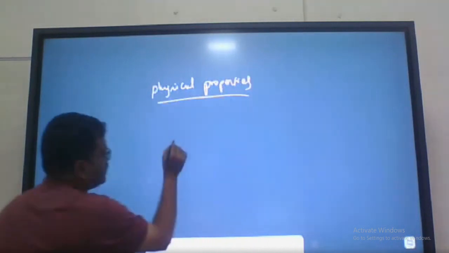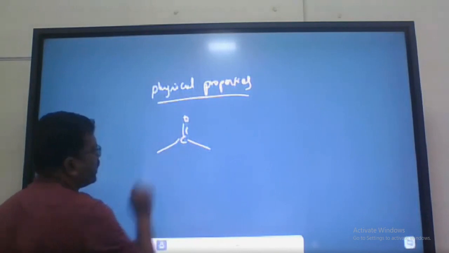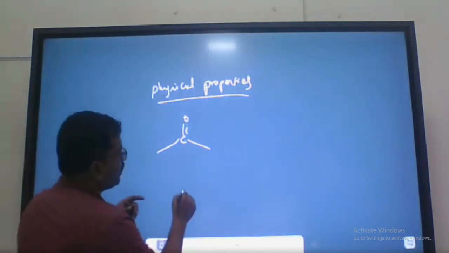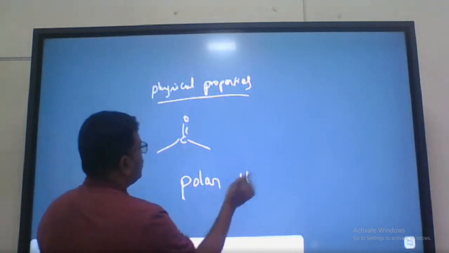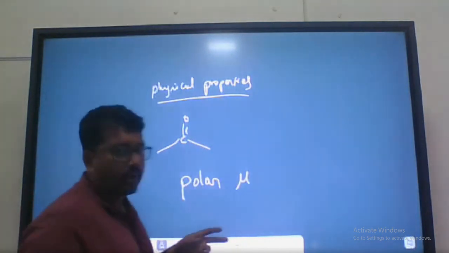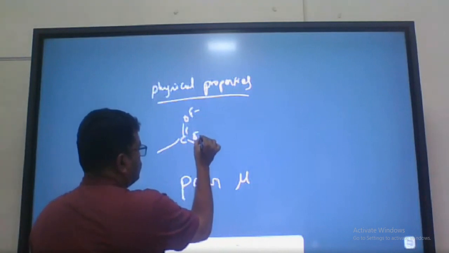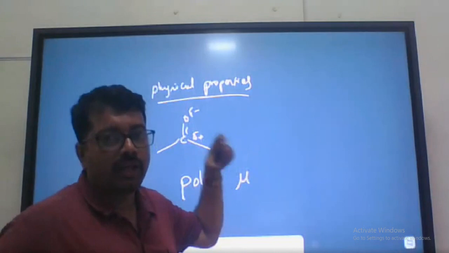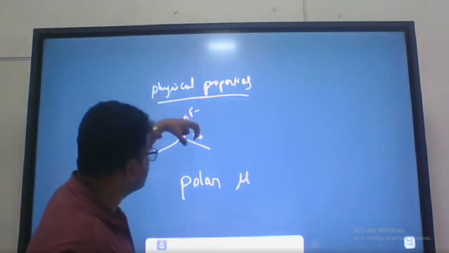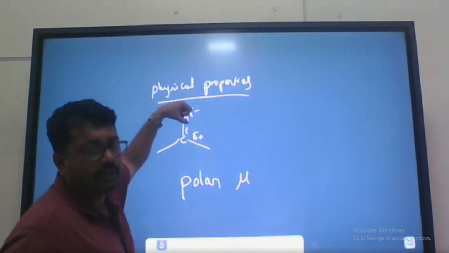So physically this is definitely polar in nature. There is some polarity. This oxygen is highly electronegative, so that's why it always pulls electrons towards itself.